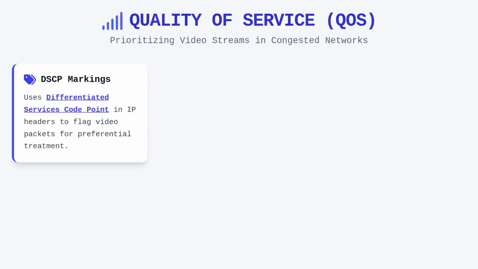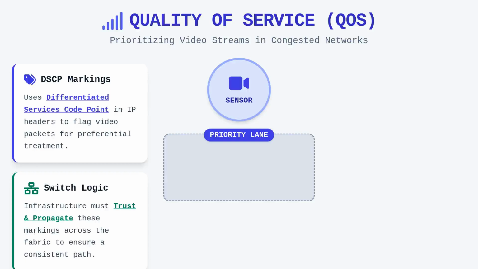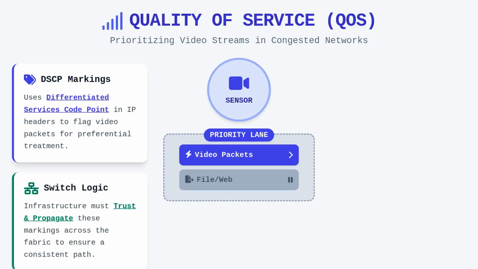The final, and perhaps most vital, aspect of our discussion involves quality of service, or QoS, which ensures that our video packets receive preferential treatment during periods of network congestion. We achieve this by utilizing differentiated services code point, or DSCP, markings in the IP header of the transmitted frames. When you configure your switches to recognize these markings, the system can prioritize video streams over standard background traffic like file transfers or web browsing.